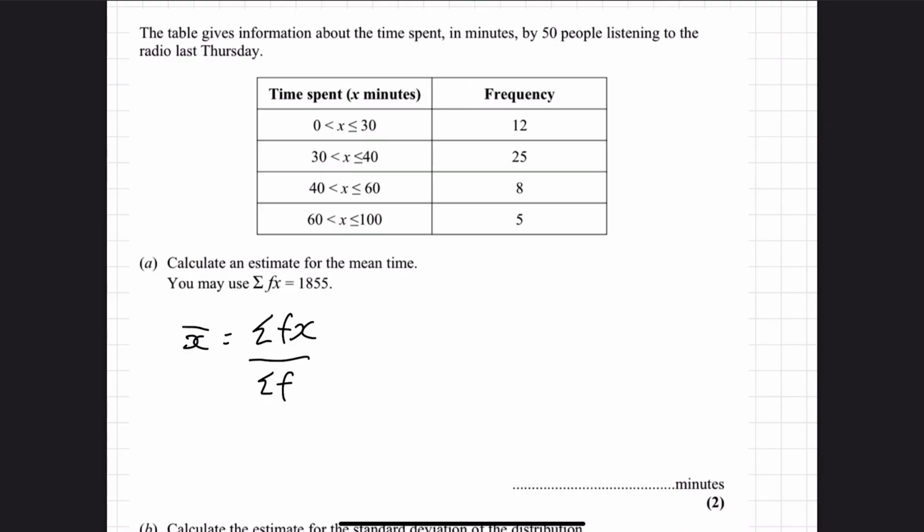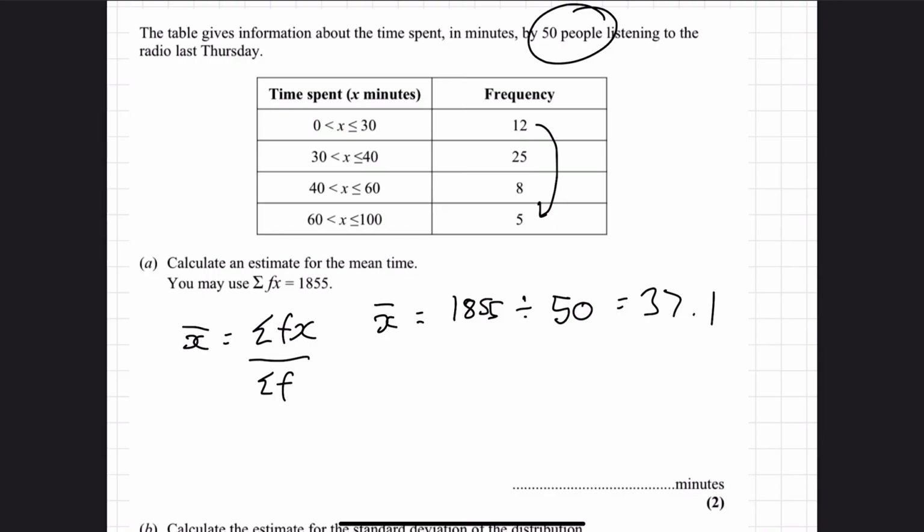So now we just need to divide it by the sum of f, which is your sum of your frequency. And it's already told us your sum of frequency is 50 people. But if not, you could have just added all of these and then figured out it was 50. So your mean will be your 1855 divided by 50. So if I do that, 1855 divided by 50, that gets us 37.1 minutes.